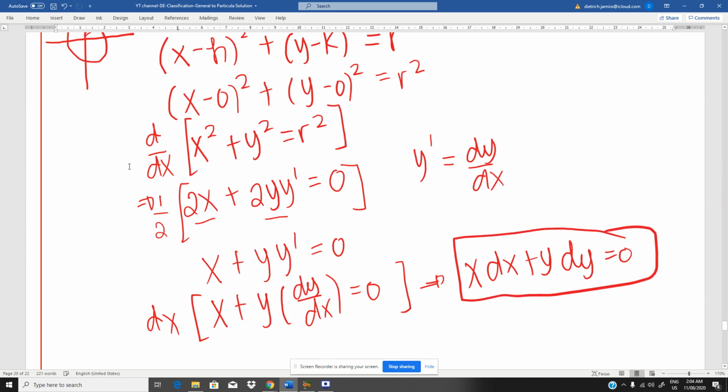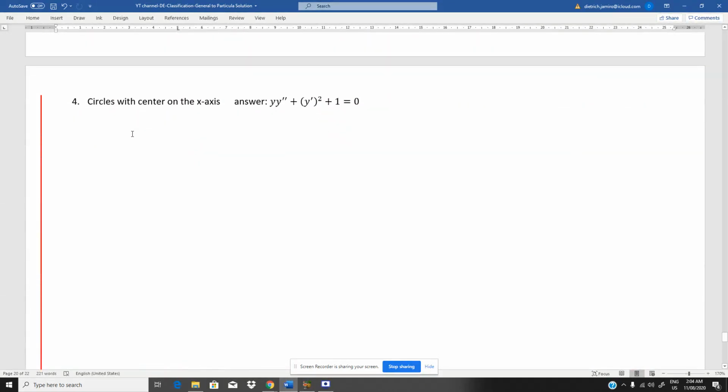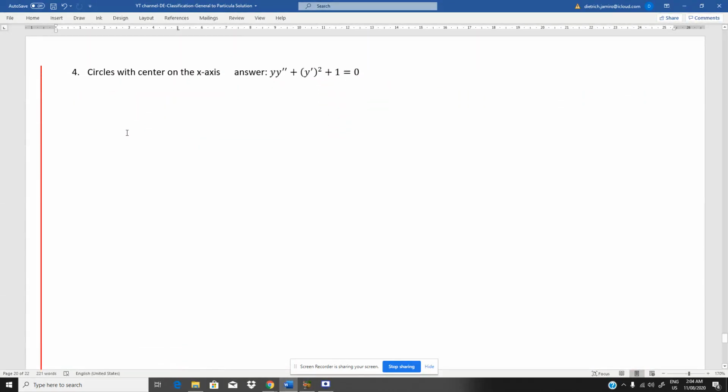Now let's go to our fourth example. Our fourth example is circles with center on the x-axis. So like I said a while ago, we should draw the problem first. So I have this: circles with center on the x-axis. So draw a circle on the x-axis. You can see, for example, this one.